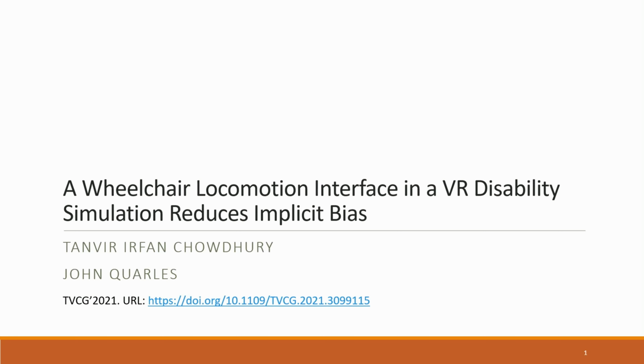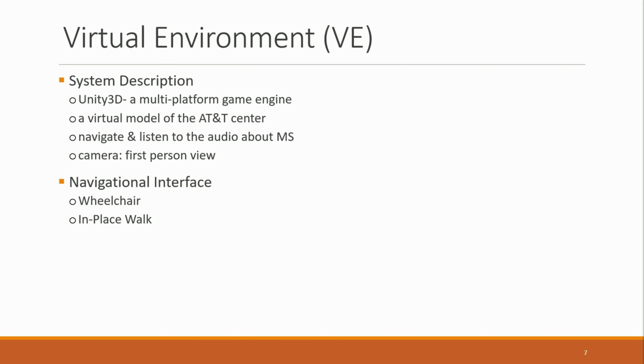Today we are going to talk about our TVCC journal paper, A Wheelchair Locomotion Interface in a VR Disability Simulation Reduces Implicit Bias. In our study, we used the Unity 3D game engine to create a virtual model of a 20 center where the participants navigated using the assigned locomotion interface and listened to information about multiple sclerosis from narrators, either with disability or without disability.